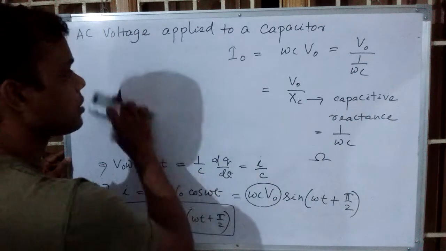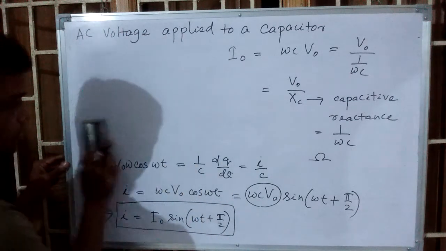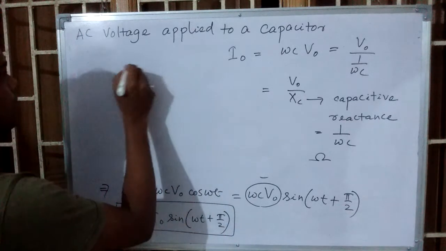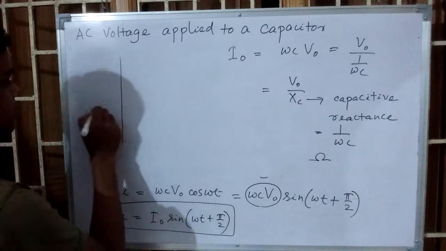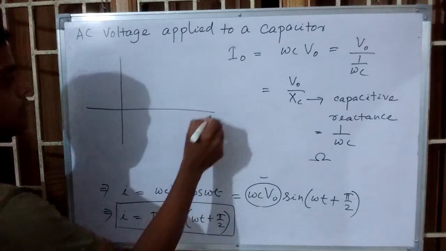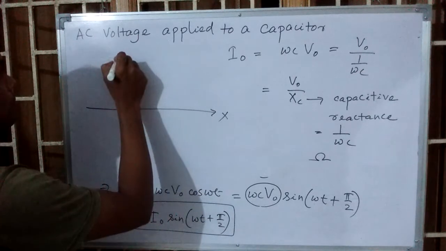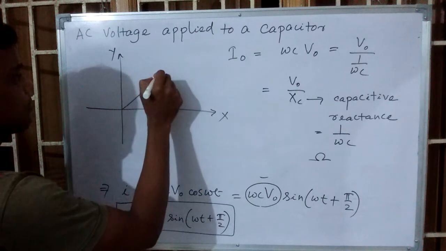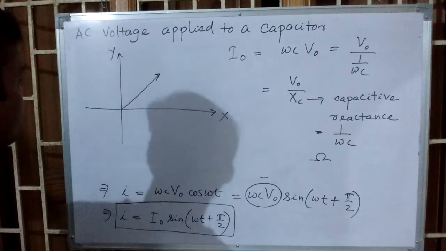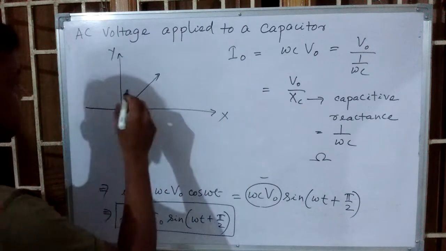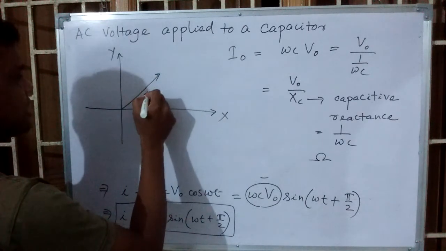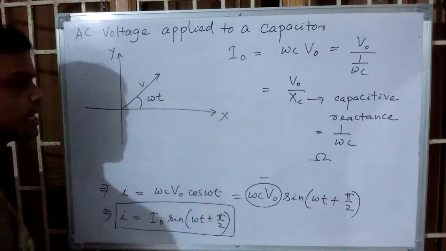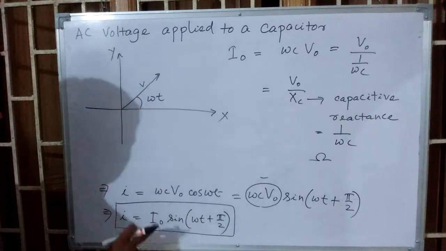So first we shall go for the phasor diagram. Let us see how the phasor diagram will be. Now you see, let us first draw the voltage phasor. This is the voltage phasor, so I can simply write it here V. It is always making angle omega t. Now come to the current phasor.